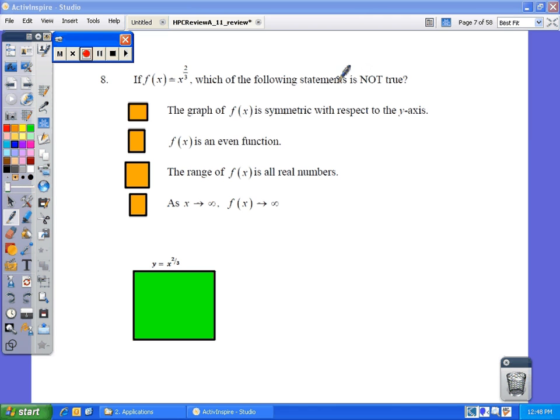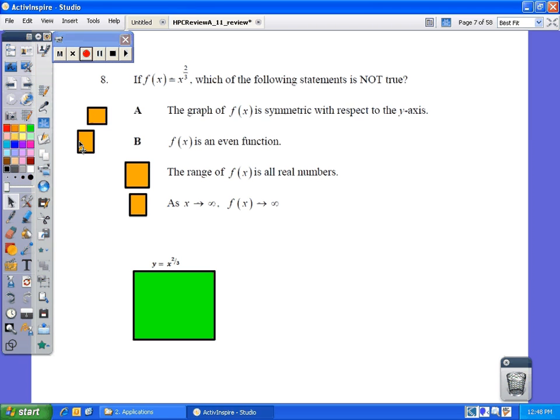So since we only are looking for one statement that's not true, I can use the process of elimination and say it cannot be A and it cannot be B. Because if this is true, this must be true. Therefore, not one of them can be false. If that makes sense to you.